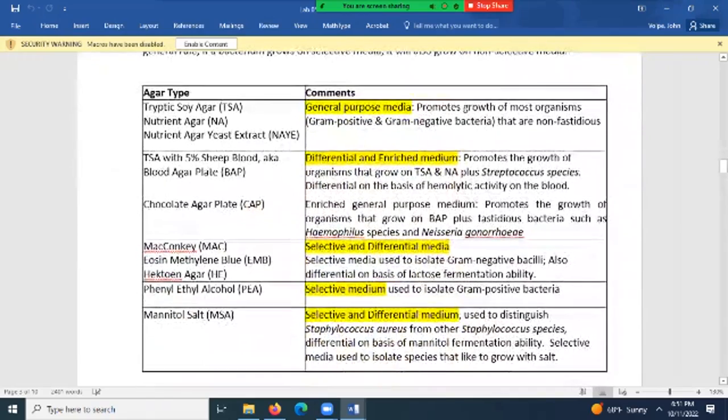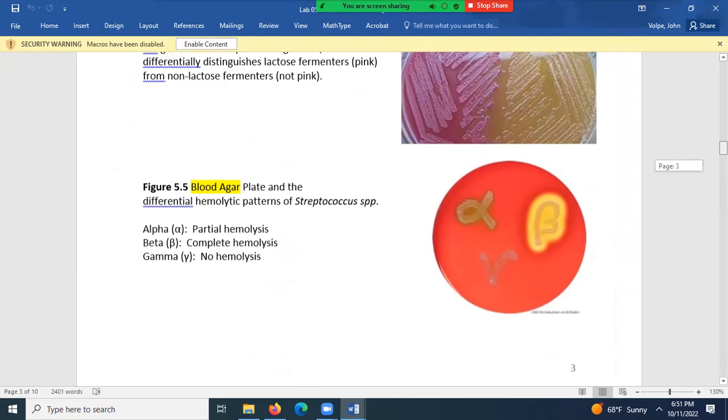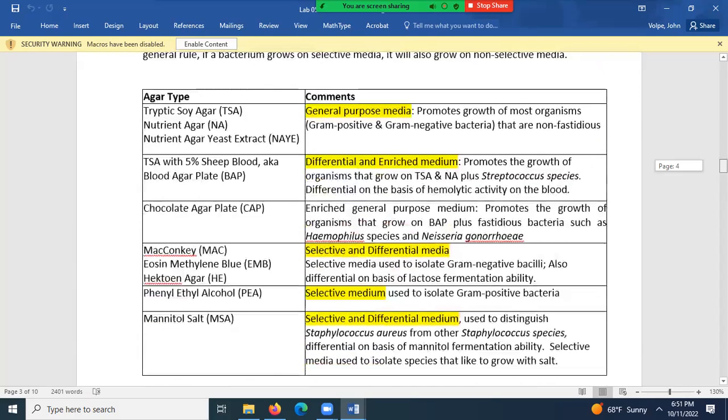All right. So this is showing you the different types of media and the different names. Let me remember if I mentioned everything. Yeah, I did. Okay. The different types of media. We have a general purpose media that includes TSA and NA, promoting the growth of many organisms that are not fastidious. We then have enriched media, and this promotes the growth of fastidious organisms.